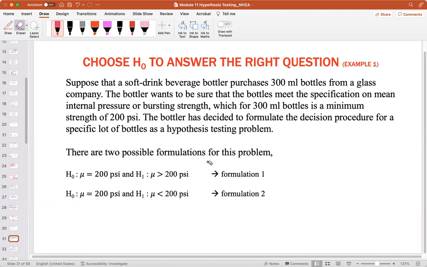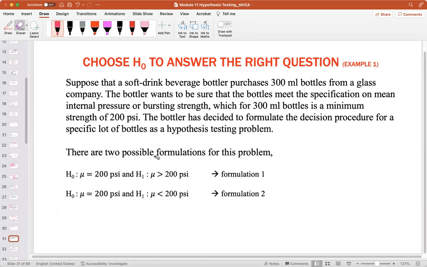So there are two possible formulations for this problem. The null hypothesis is mu equals 200 PSI, and the alternative hypothesis is greater than 200 PSI, meaning that the bottle is stronger, able to withstand more pressure than what is specified. So this is our formulation number one. The second one is mu is 200, but the bottle is weak. It cannot withstand the pressure that is specified. It doesn't follow the specs. Both of them, if we are choosing H1, are not following the specs.